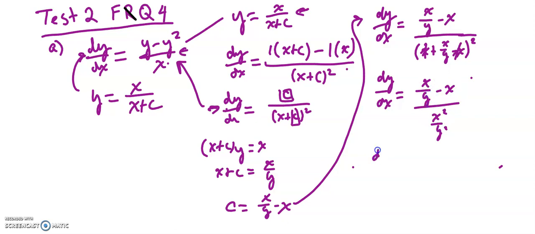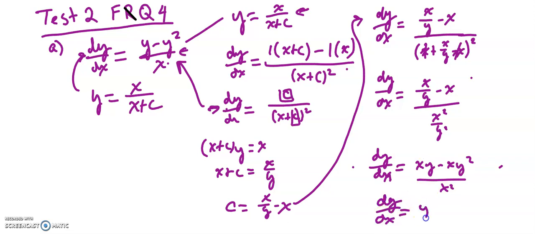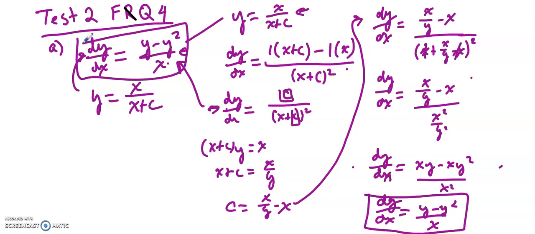So if I multiply through by y squared, I get dy over dx equals xy minus xy squared over x squared. I think you can see that I could factor out the x's and then cancel them with one of the x's here, leaving me with dy over dx equals y minus y squared over x. And there we go. We've achieved that differential that we started with.